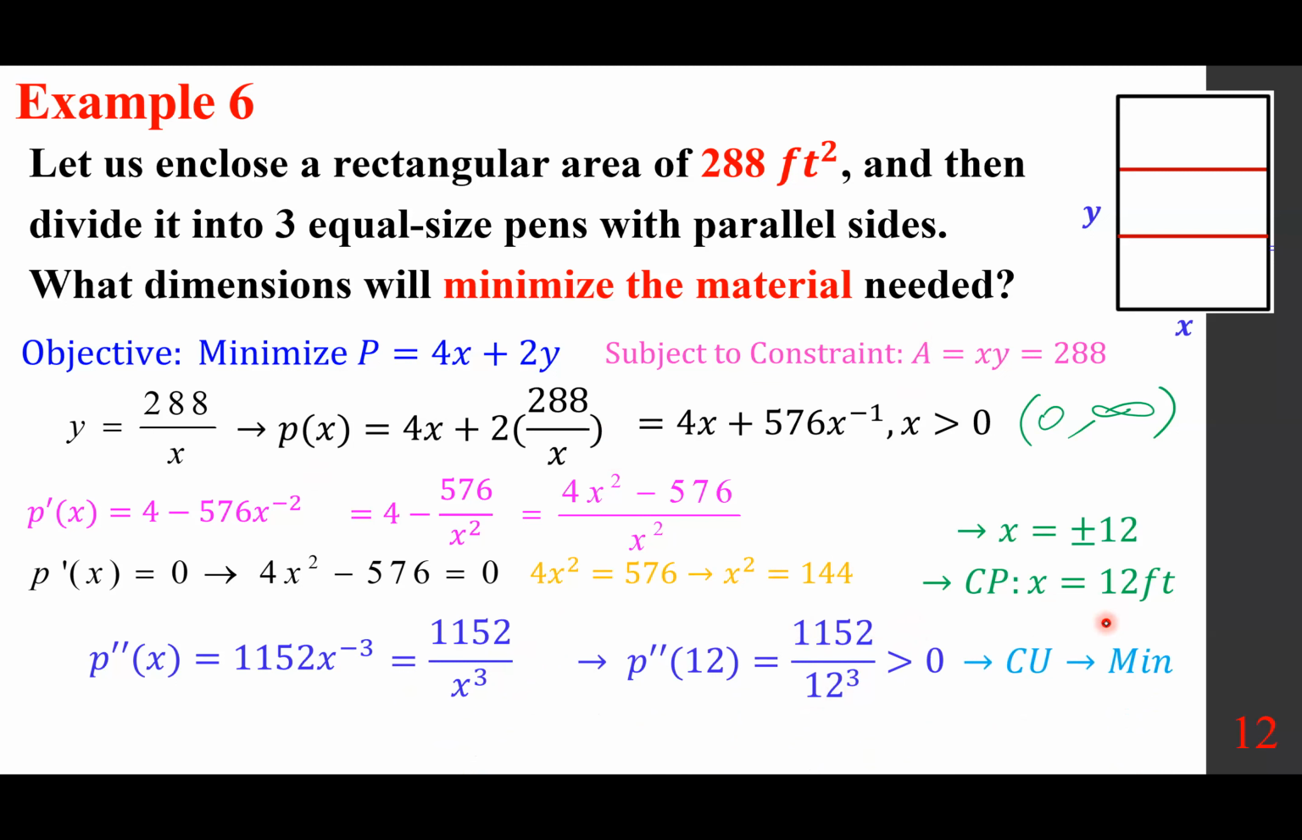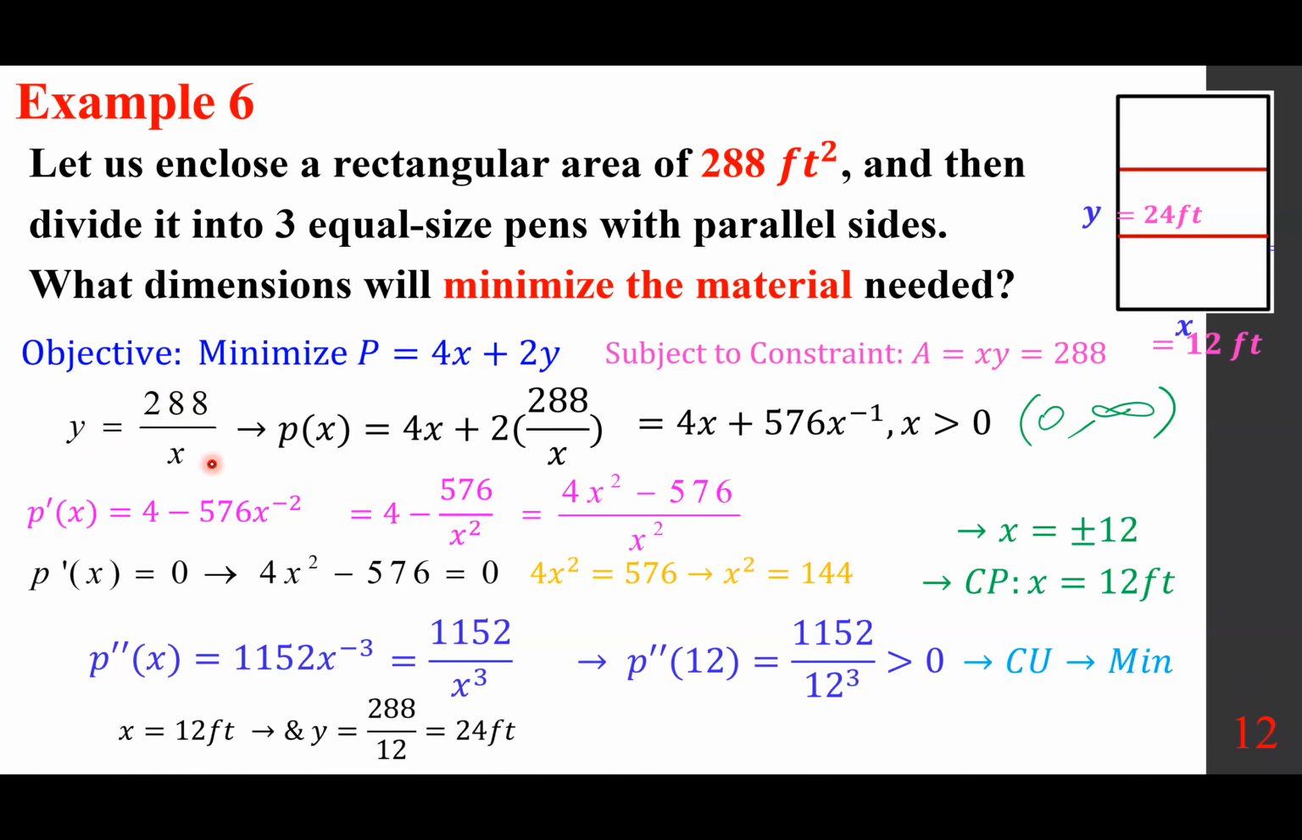So what is y? x times y is 288. You use this formula, or you use y equals 288 over x, which is 24 feet. Those are the dimensions. 12 by 24.